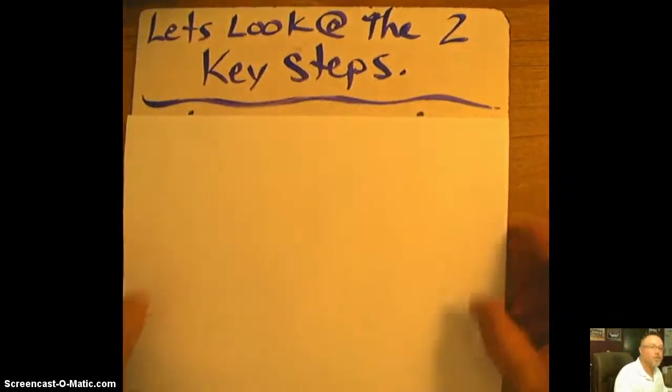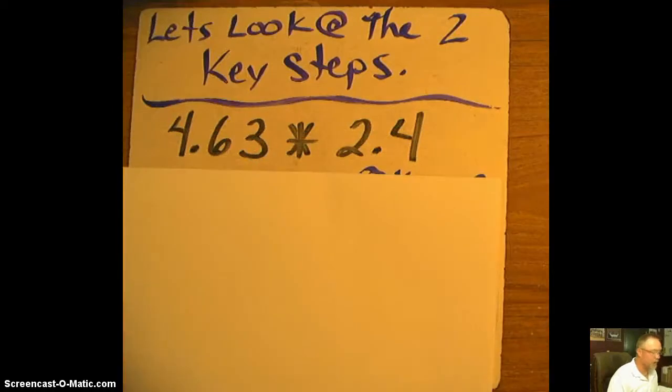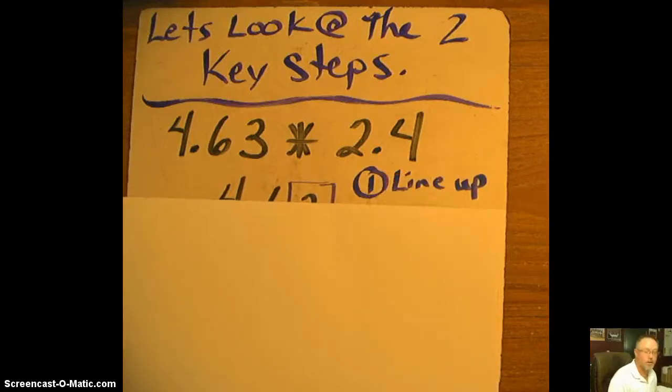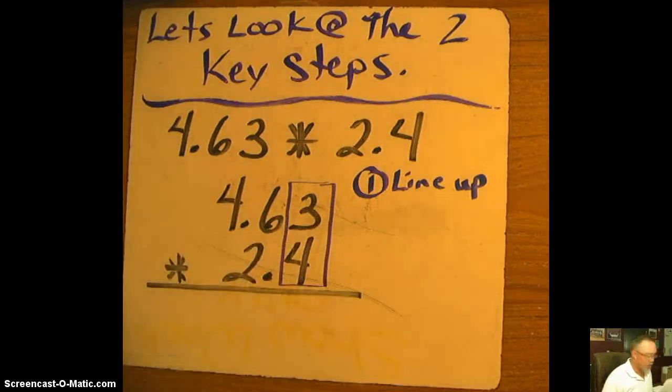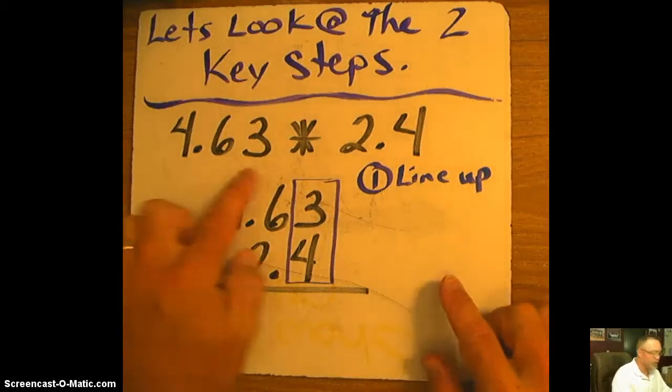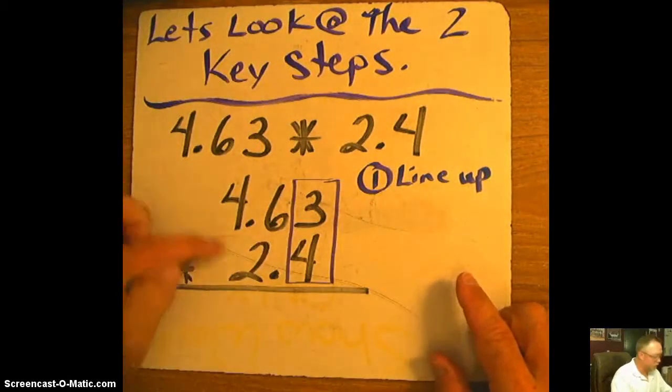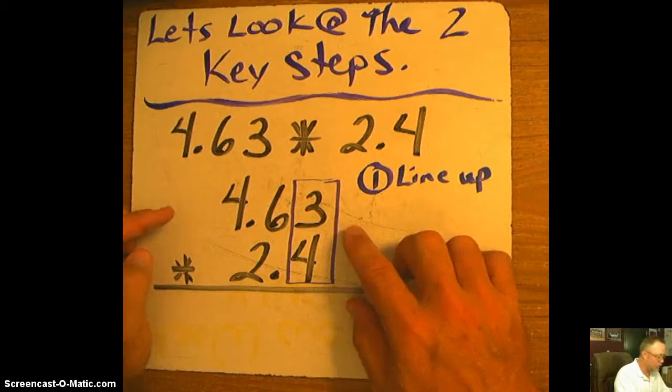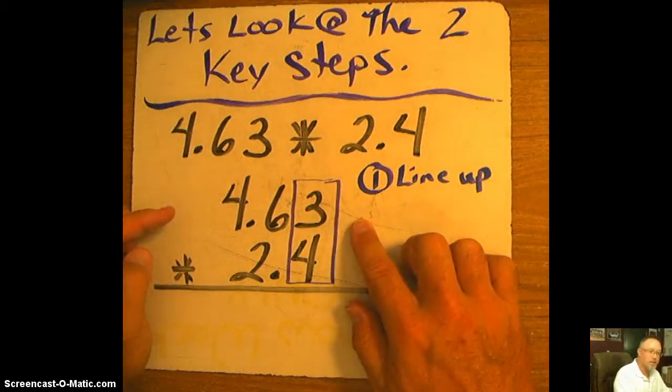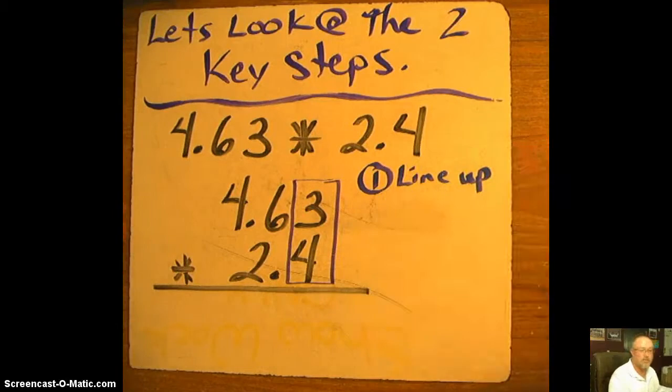So if we look at these two steps that we have, what you're doing is you're setting up a problem. Our problem is 4.63 times 2.4. What you want to do is line up your decimal, or line up your last digits. So the problem's going to look something like this. We're taking our numbers, and they both have the same amount of whole numbers in it, so either one is fine. You're going to line up your last digits. Basically the one that has the most digits is one of the ones that you want to put on the top. Just makes it easier.